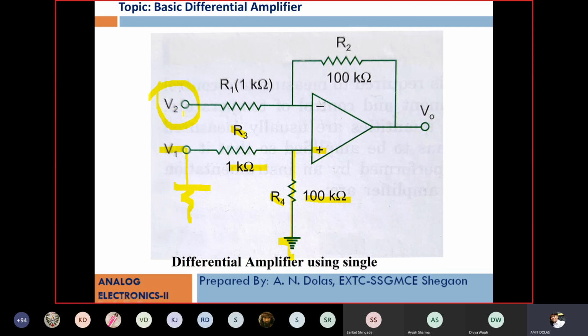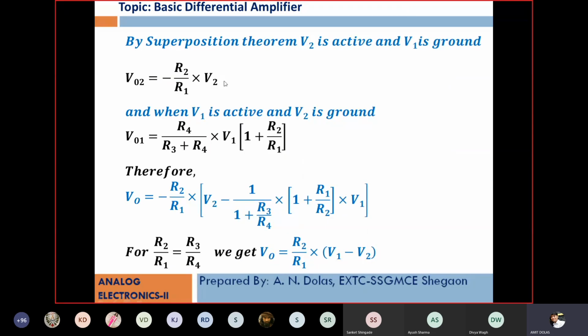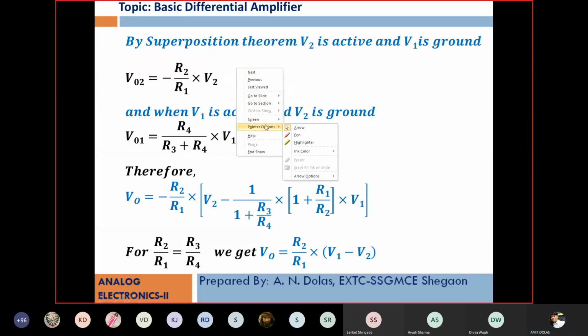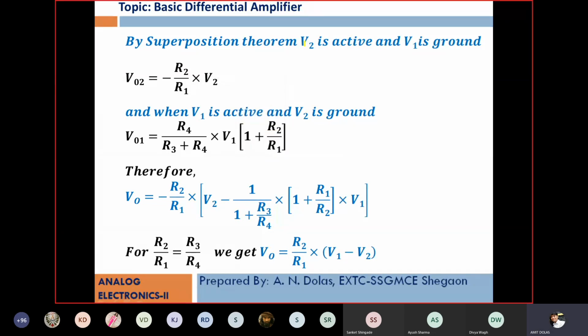But simultaneously, look at the circuit. There is V2 connected, and it is the inverting mode of operation. Therefore, we may write an equation: whenever V2 is active and V1 is ground, the circuit equivalent is the inverting mode of operation.